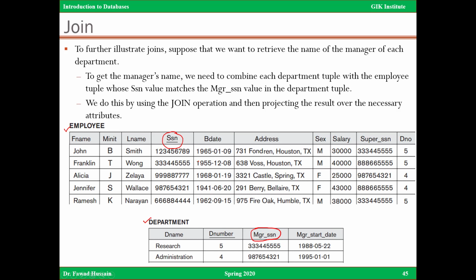Otherwise, for every person you are going to have all possible managers, and under every manager you are going to have all the employees, which is the classic definition of the Cartesian product.